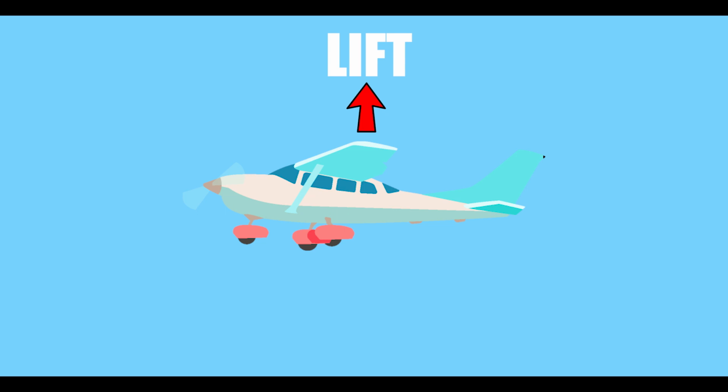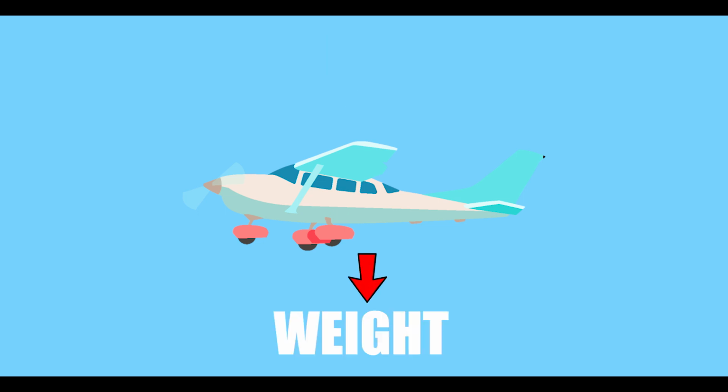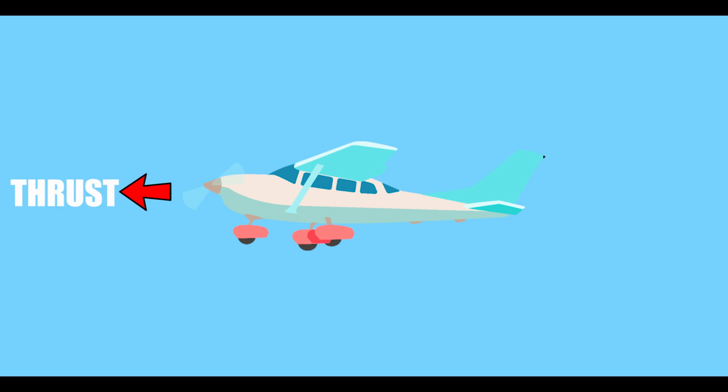Lift is the force that acts at a right angle to the direction of motion through the air. It is created by differences in air pressure. Weight, on the other hand, is the force of gravity. It acts in a downward direction toward the center of the earth. Thrust is the force that propels a flying machine in the direction of motion. It is the engine's responsibility to produce thrust.